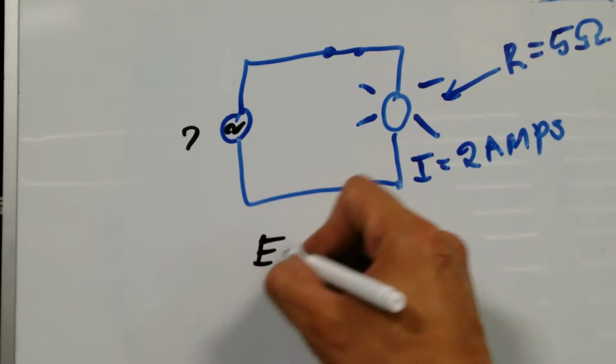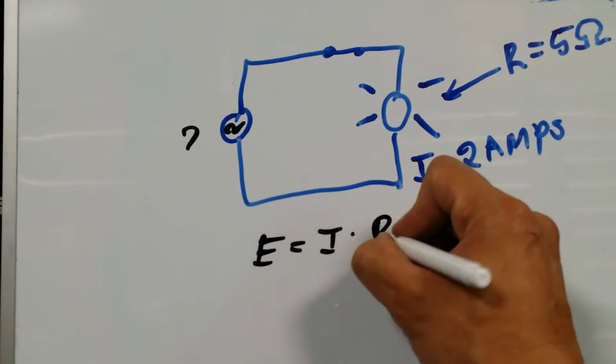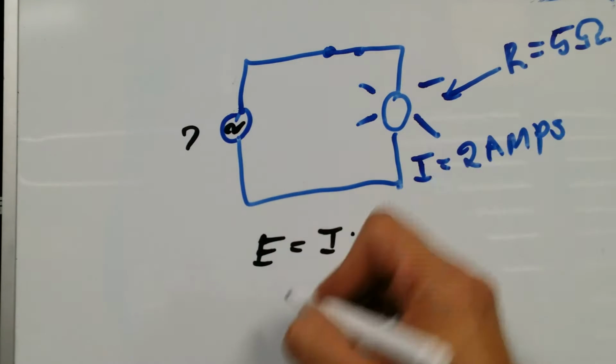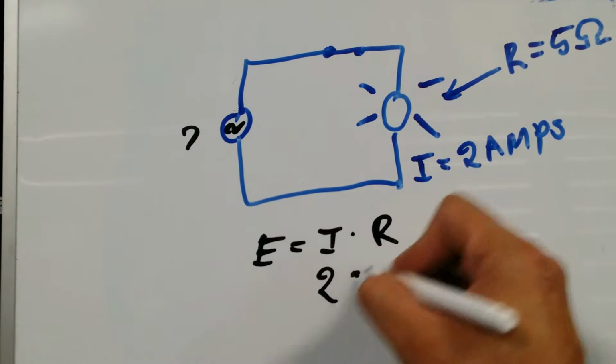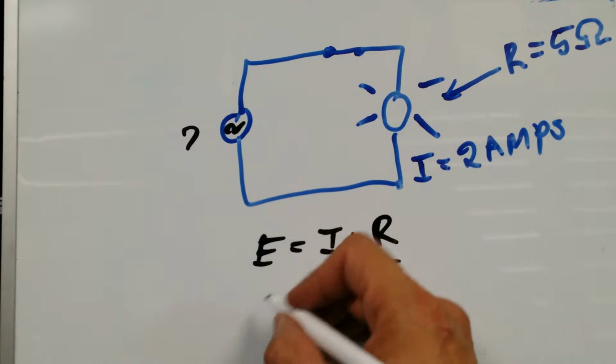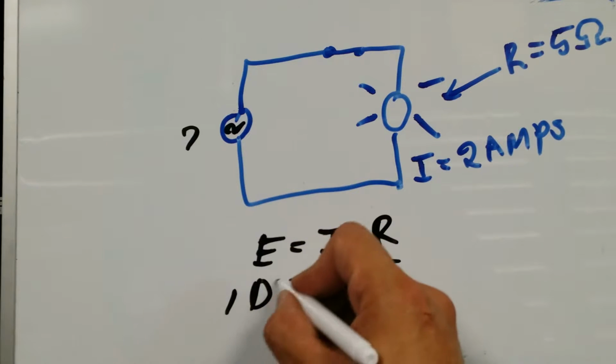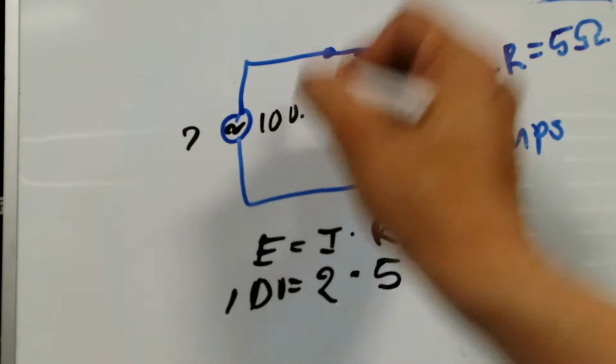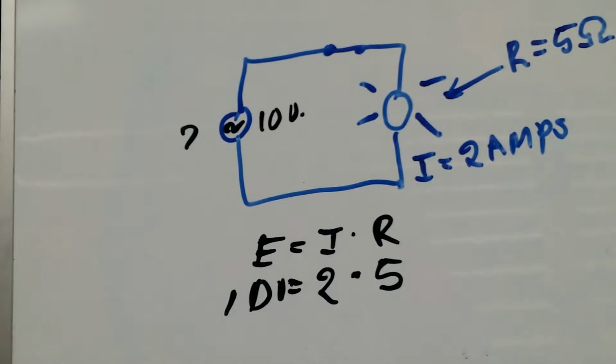And in this case, we go back again to our standard formula, and we just plug in the numbers, in this case 2 amps times 5 ohms, and if I multiply these two, I'm going to get 10 volts, and that is what goes over here. So that's the basics of how we use these formulas.